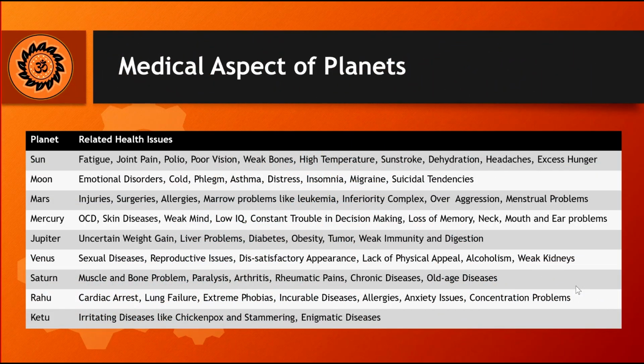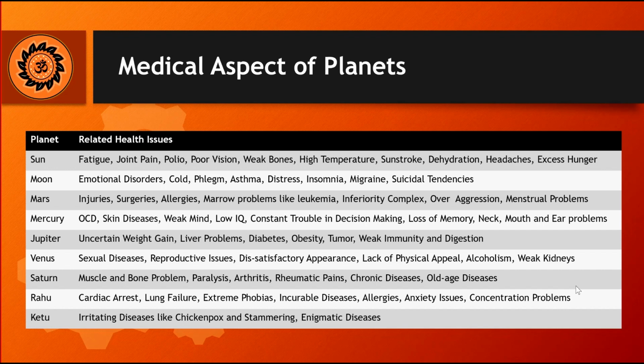So Sun represents fatigue. We were talking about stamina. Stamina is one area that planet Sun governs, right? So fatigue is related to Sun. Joint pains, because I told you that bones are governed by Sun. Joint pain is also under the area of Saturn, but we'll come to that later. So if you have joint pain, Sun can also be responsible for that. Any bone related issues, polio, one of them. Poor vision, because Sun represents eyesight also, so poor vision is caused by malefic Sun.